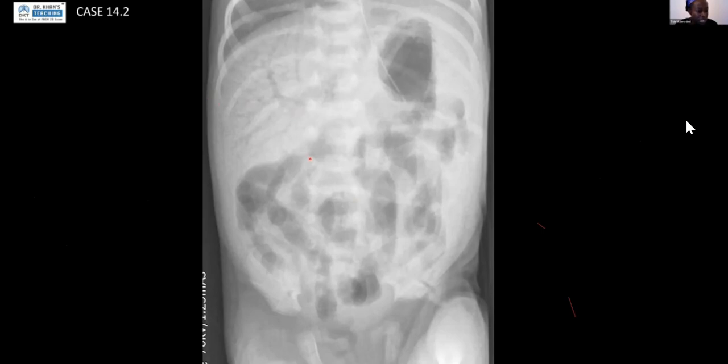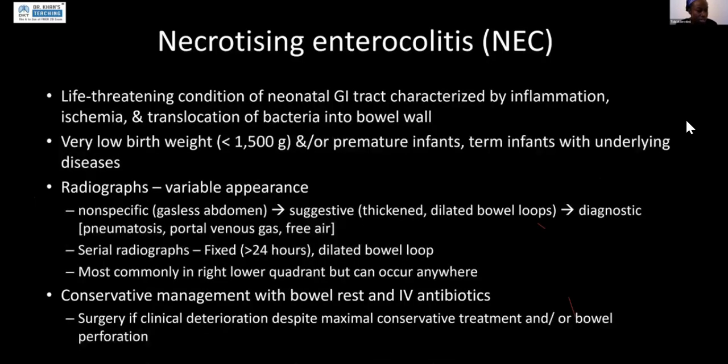And then we can potentially see that there are possibly some areas of pneumatosis, although it's not super florid on this radiograph. And the other thing we're looking for is perforation, so any evidence of pneumoperitoneum, because these children are at risk of perforating with necrotizing enterocolitis.